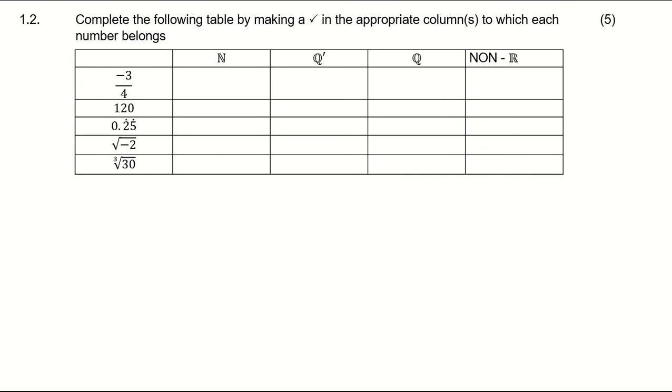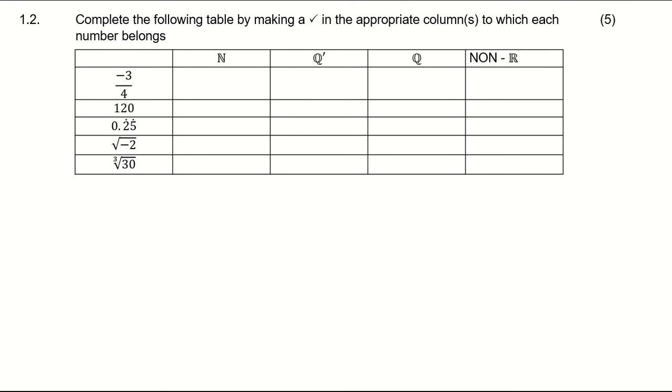Okay, now we need to complete this table. N represents natural numbers. Q with that apostrophe represents irrational numbers. Q is just rational numbers, and we have non-real numbers, which is the non-R. Now, this -3/4, is it a natural number? Is it an irrational number? Or is it a rational number?